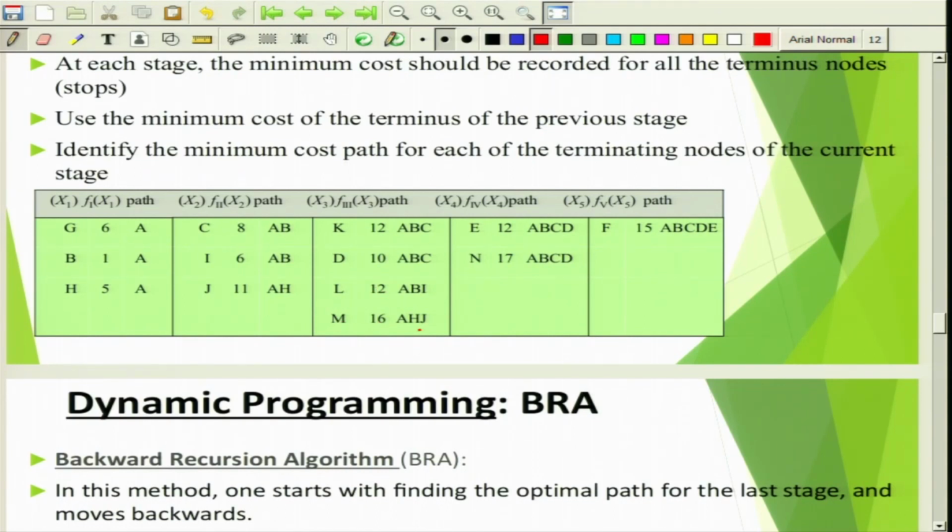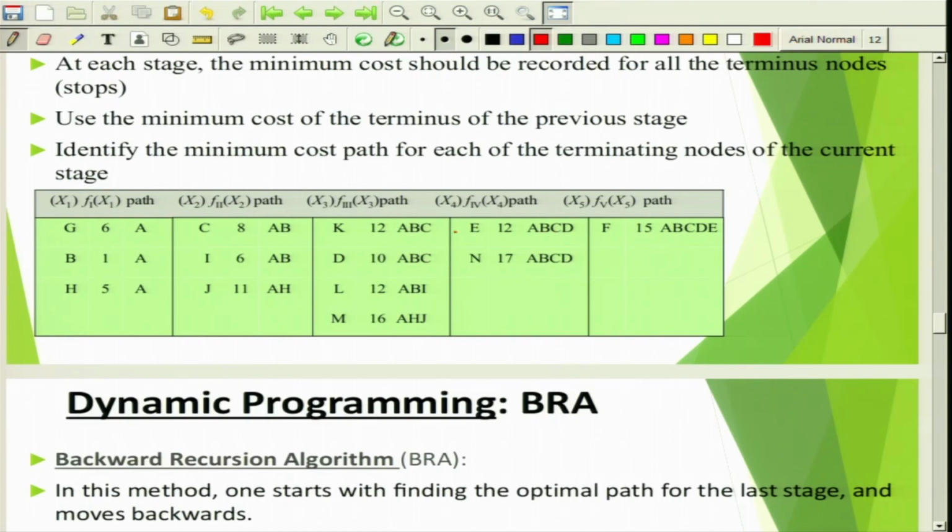Similarly, to reach point M, you take the path A, H, J and it comes out to be 16. Among all these paths, which is the most economical one? It could be A, B, C, D, right? It is A, B, C, D.